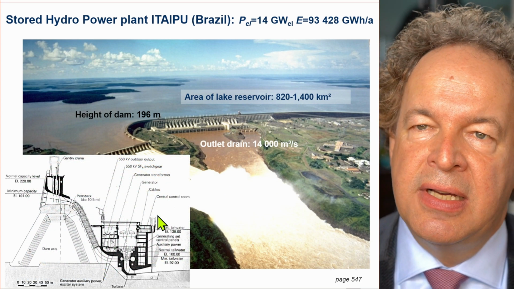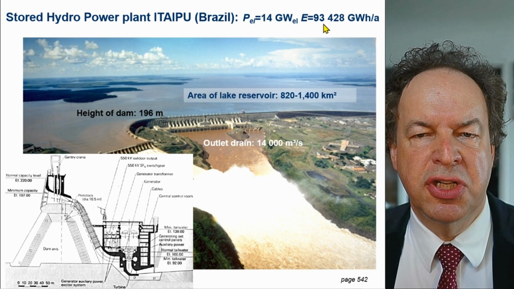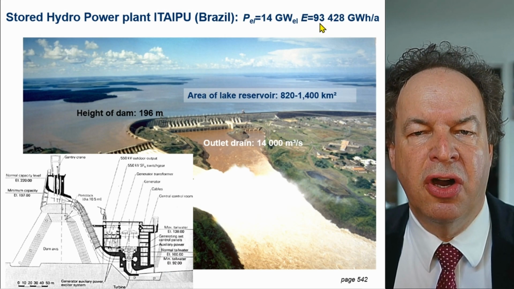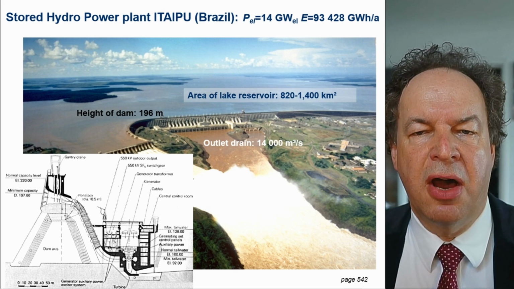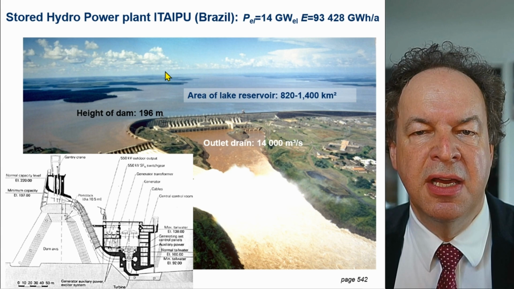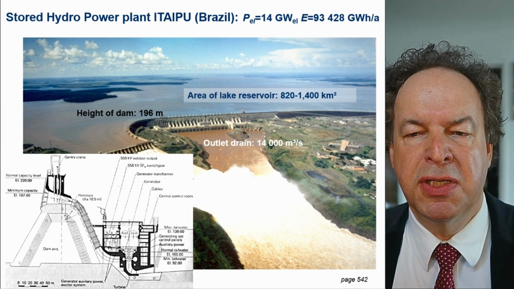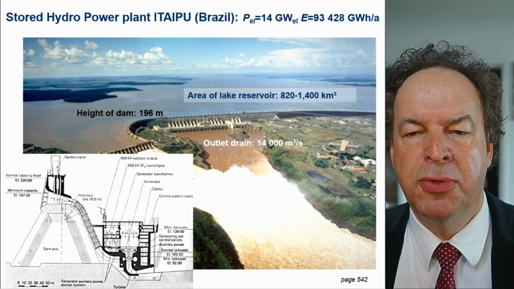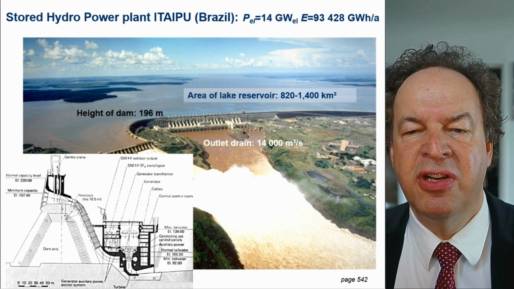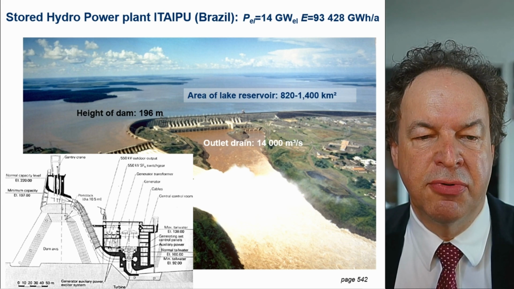Here you see the layout. Here you see a crosscut of that dam with the included turbines and generators. This generates an electrical energy of 93,428 gigawatt hours per year, or 93 terawatt hours. To put this in relation, the German electricity consumption is about 1.5 terawatt hours per day. With the years about 600.